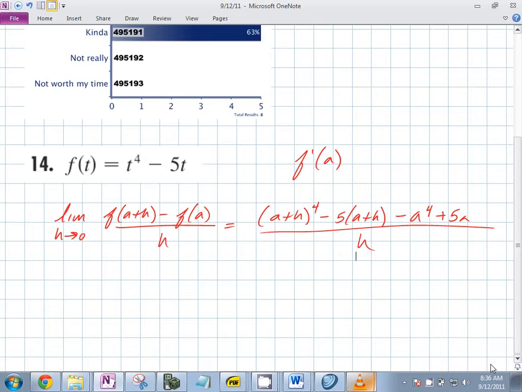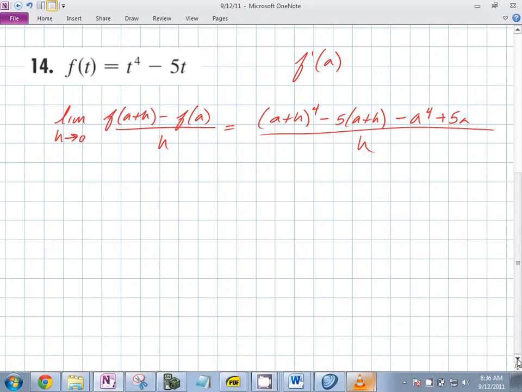So what do you have to do at this point? You have to distribute. We're not factoring; factoring is the opposite of distributing. So we have to do this out.